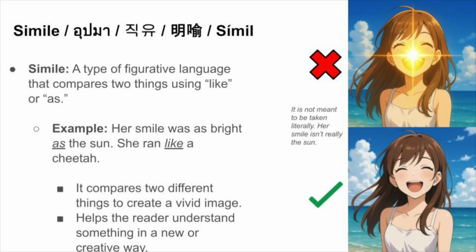Slide 3, simile. A simile is a type of figurative language that compares two things using like or as. For example, her smile was as bright as the sun, or she ran like a cheetah. A simile compares two different things to create a vivid image. It helps the reader understand something in a new or creative way. It is not meant to be taken literally. Her smile is not actually the sun.